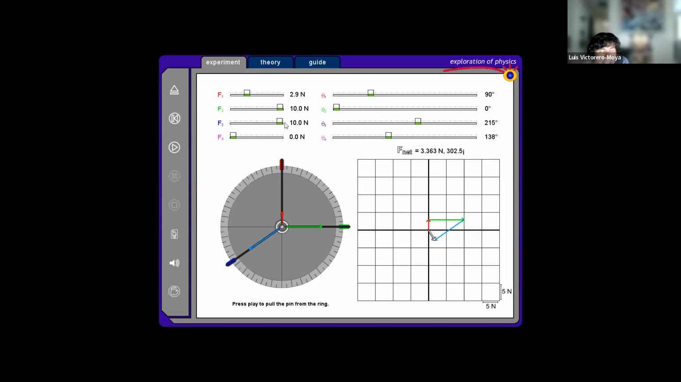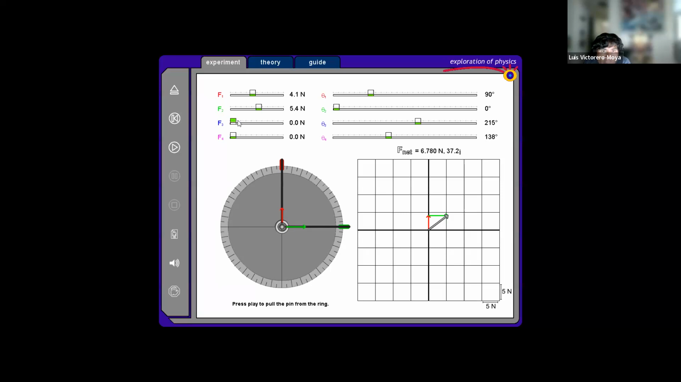okay, so my bad. We have to reduce this. That's fine. Let's make this 4.1. You cannot go beyond 10 newtons. That was my mistake. Now the resultant is 6.8 at 37.2 degrees.